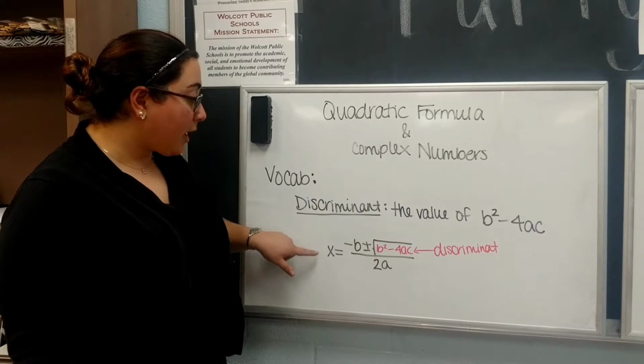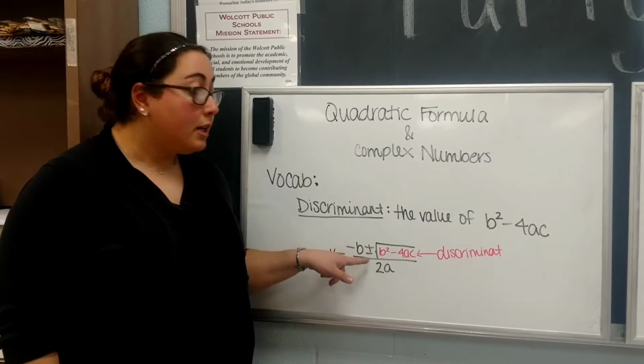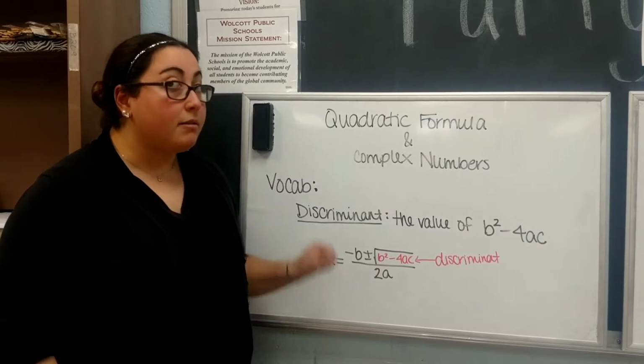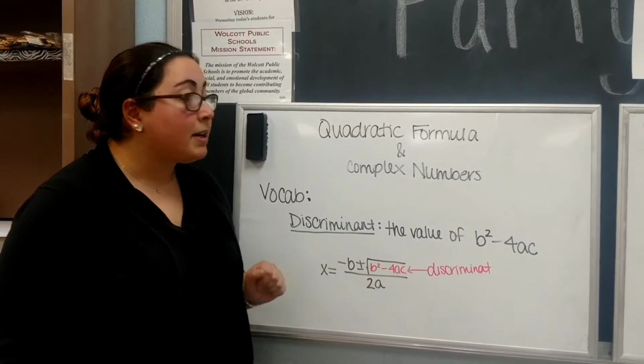So based on your quadratic formula, we have a b squared minus 4ac. It's underneath the radical. That's considered your discriminant. Not with the radical, just what's underneath it. So the b squared minus 4ac.